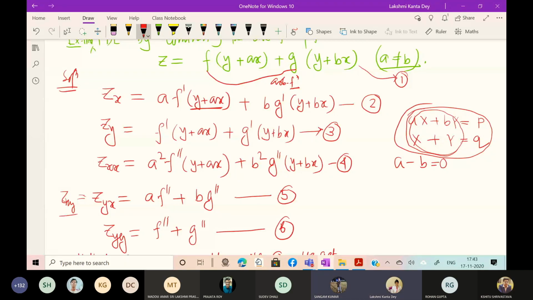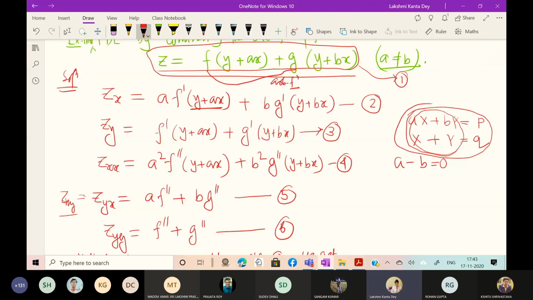If you do like this, if you multiply here by a, then if you eliminate, you can find y in terms of this. f dash x and g dash x you can find by means of p and q. Ultimately you have to use this equation, but this equation involves only f and g, not its derivatives. Then you cannot find the solution.